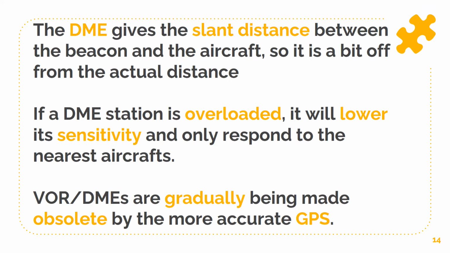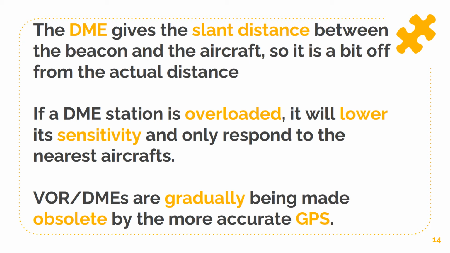Here are a few things that we must note about the DME. The DME gives the slant distance between the beacon and the aircraft, so it is a bit off from the actual distance. But the slight error in distance is actually quite negligible. Also, if a DME station is overloaded, that means there are too many aircraft sending interrogation signals to the DME station, it will automatically lower its sensitivity and only respond to the nearest aircraft. This is because the strongest signals as received by the DME station actually come from the nearest aircraft.